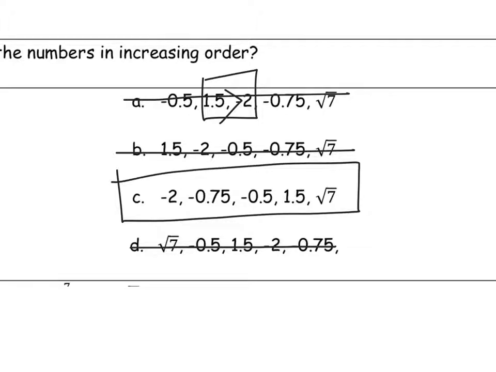But let's just double check to make sure we're right. If we're on the number line, negative 2 comes first, and remember, the bigger the negative looks, the smaller it is. Negative 0.75, negative 0.5, 1.5, and the square root of 7. So even if you didn't know right off what the square root of 7 was, you know that these numbers are in order and that these numbers are not.